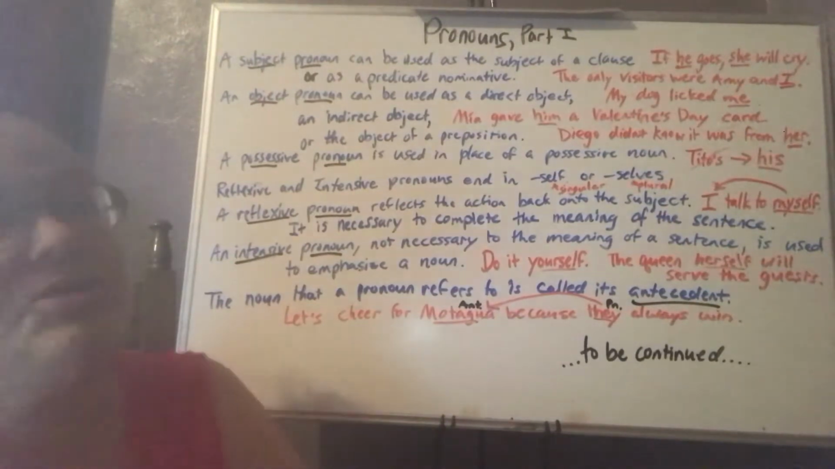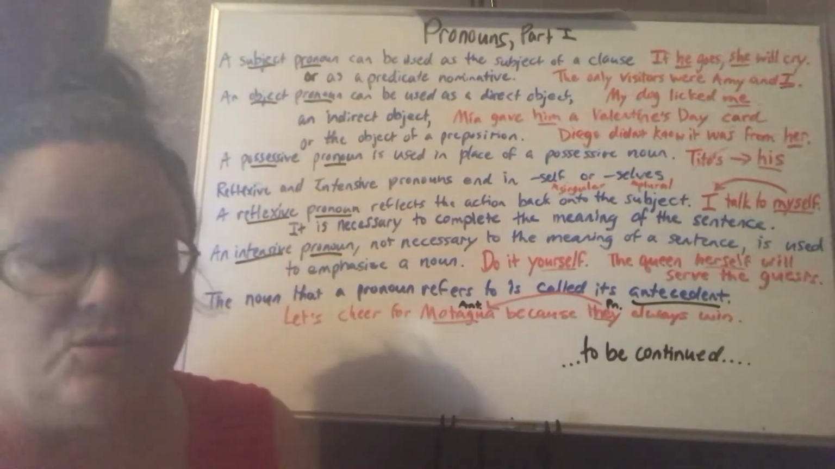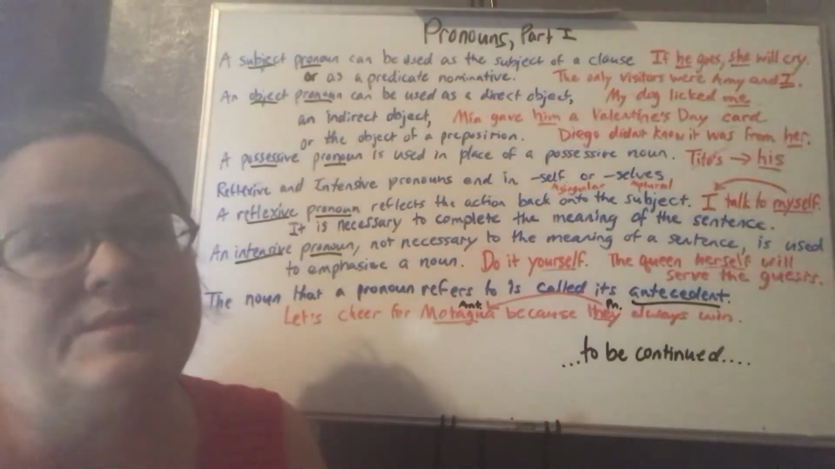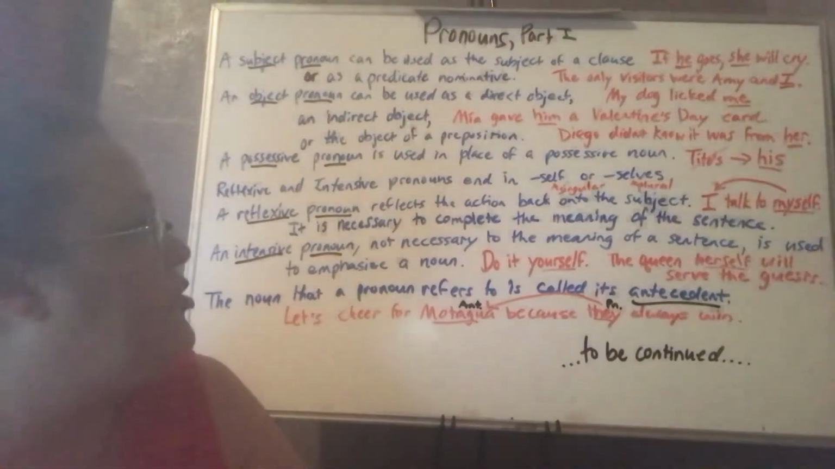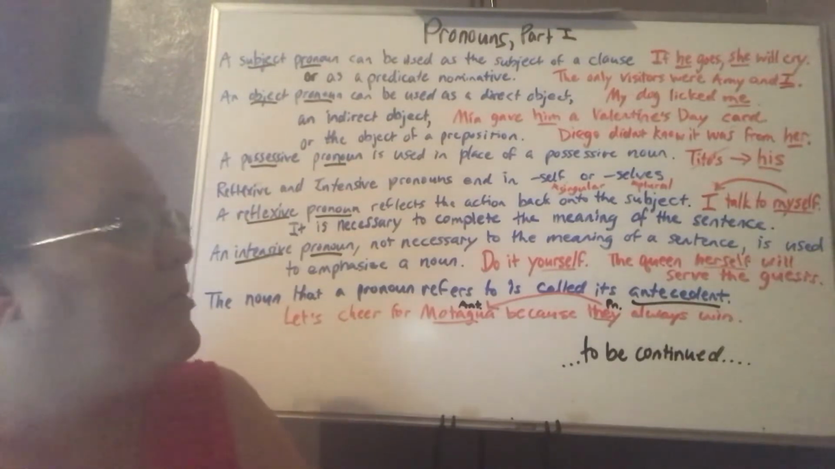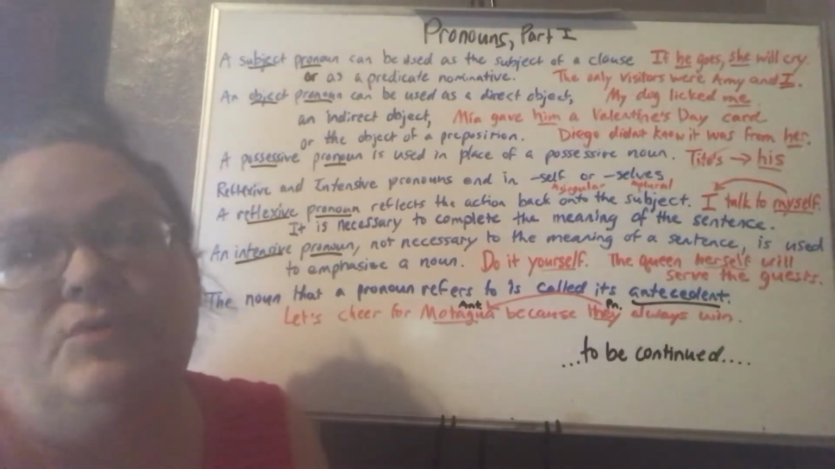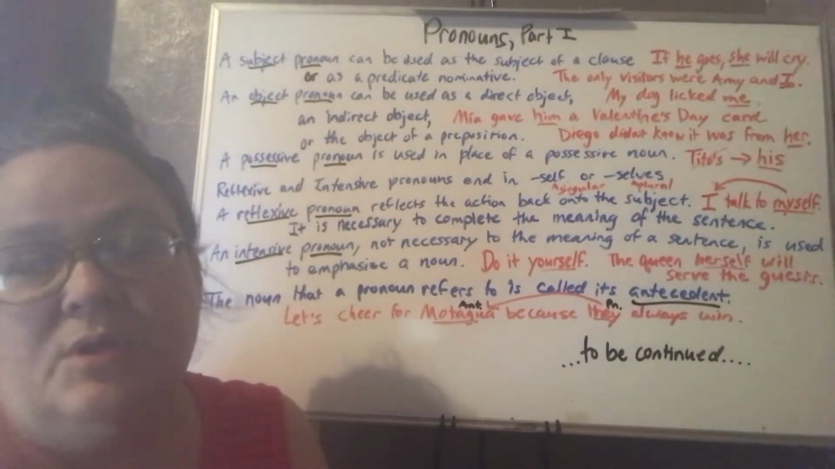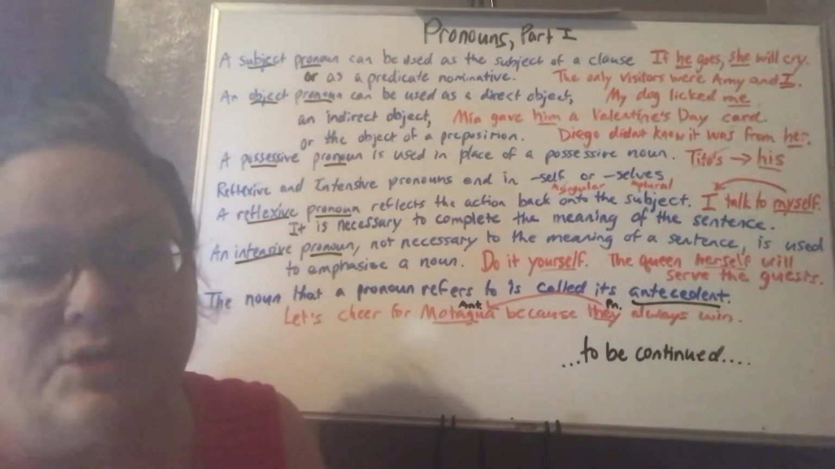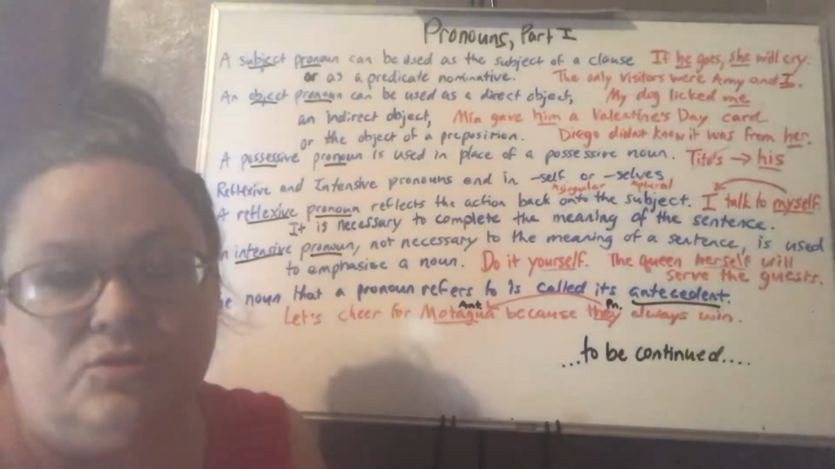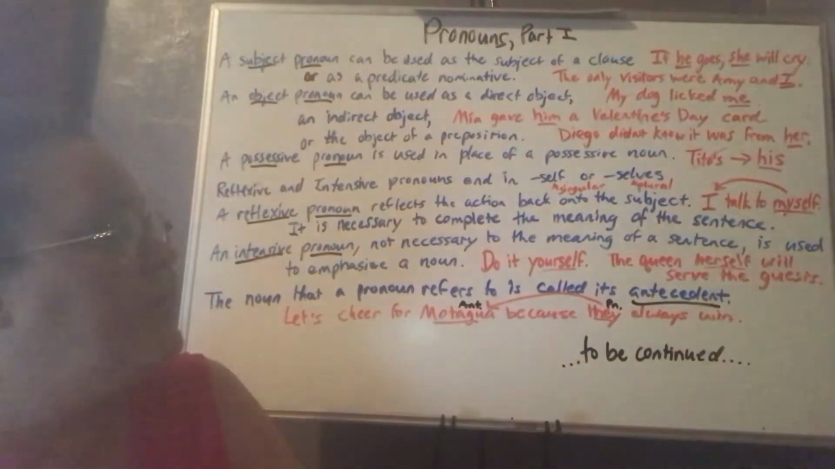In addition to being a subject or an object, a pronoun could be possessive. A possessive pronoun is used in place of a possessive noun. So for example, Tito's, and we could replace that with his. So Tito's store is open. Or I could say his store is open, meaning Tito. Okay?